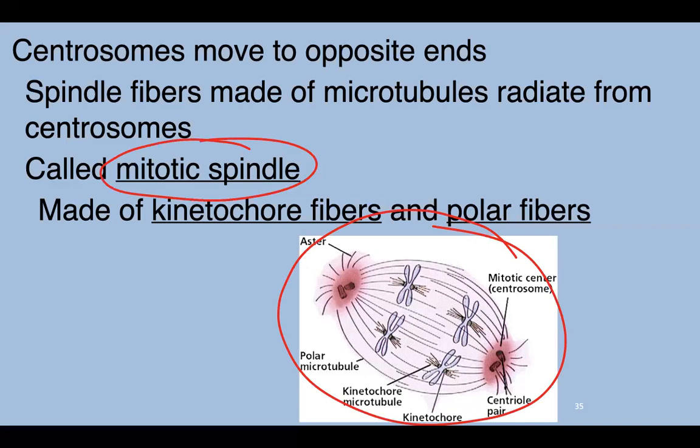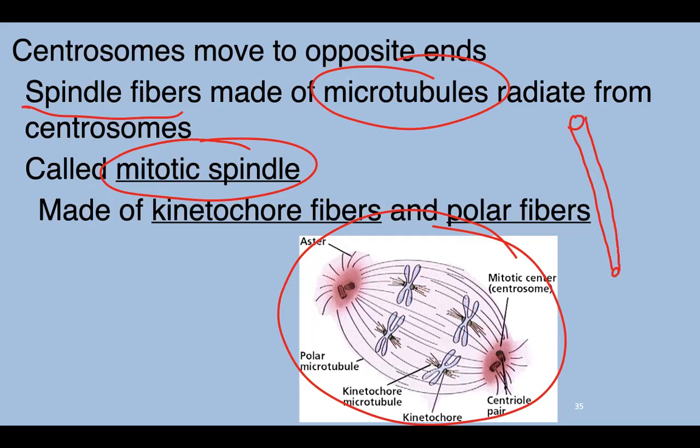Okay, so as the centrosomes move to opposite ends of the cell, you have these spindle fibers that are made of microtubules. If you remember microtubules from chapter 4, if you don't, you can go back and review. Microtubules are part of the cytoskeleton that are made up of a protein, tubulin, and they're called microtubules because they are hollow on the inside. So these long fibers that are hollow on the inside.